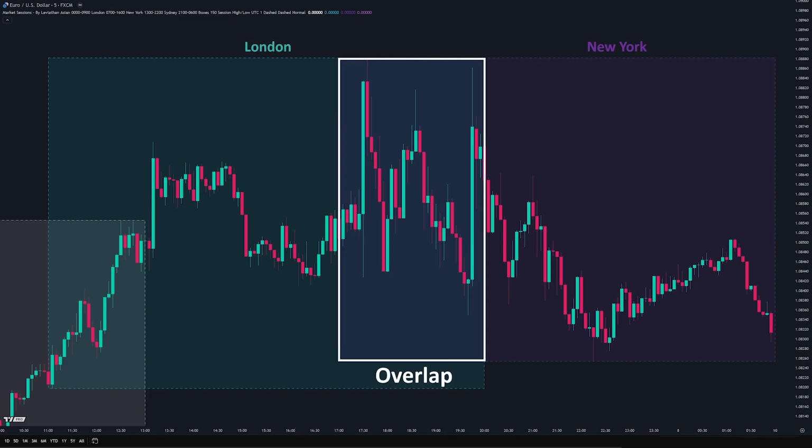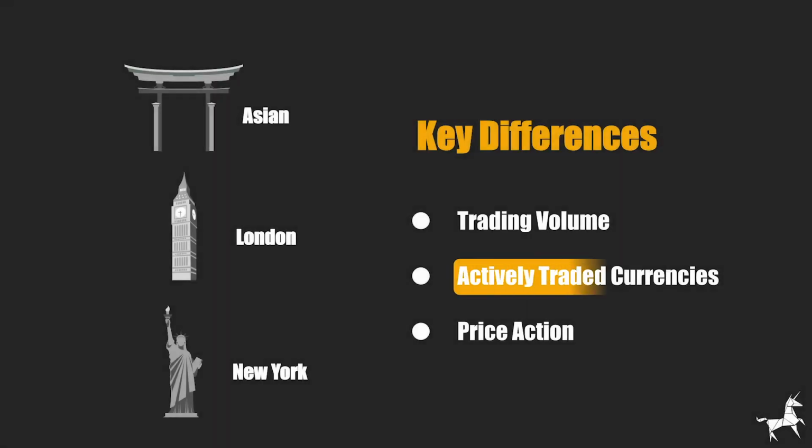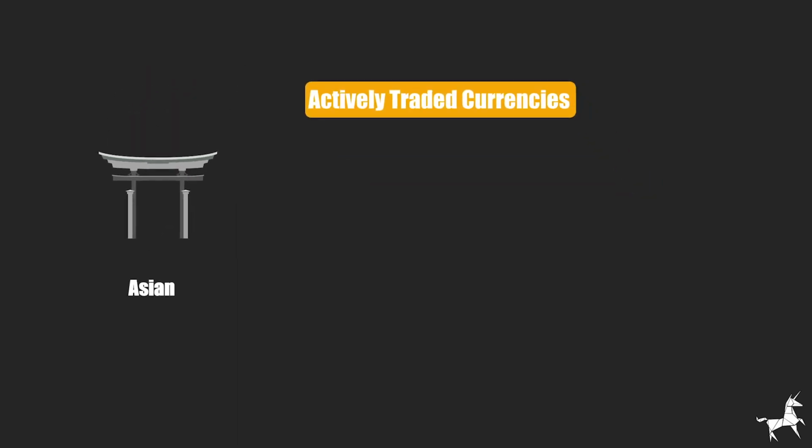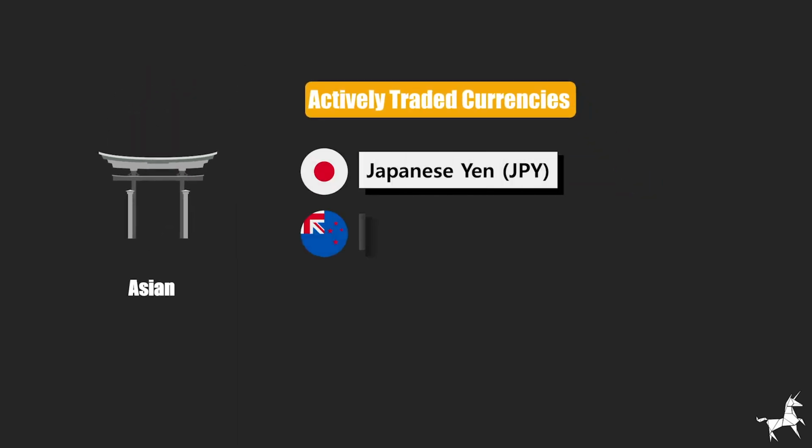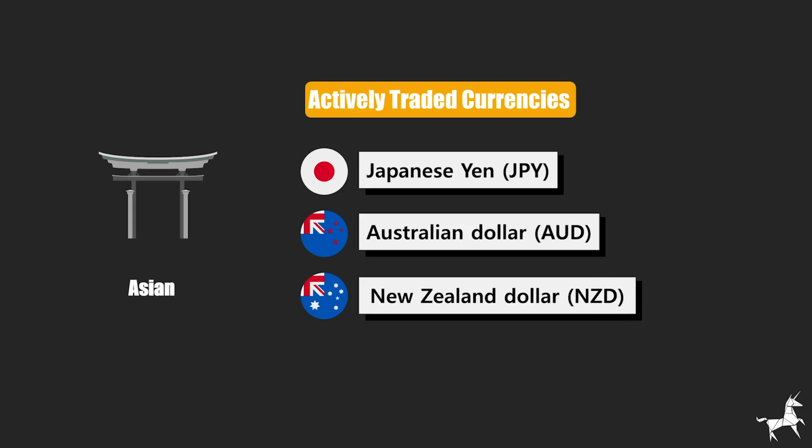The second key difference between the sessions is the actively traded currencies. When discussing the Asian session, you'll notice that the Japanese yen, Australian dollar, and New Zealand dollar are the most actively traded currencies. Compared to these, trading activity in other currencies is quite limited. As a result, price movements in currency pairs during the session are largely influenced by these 3 currencies.